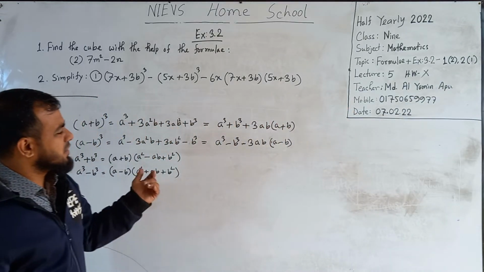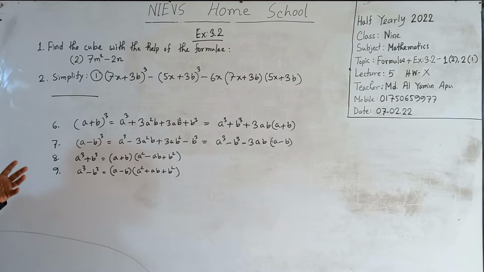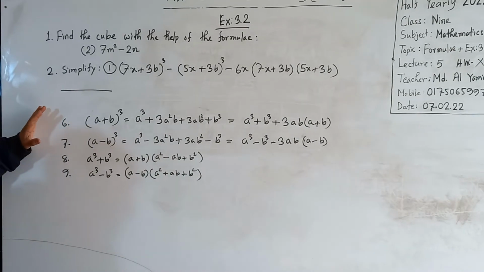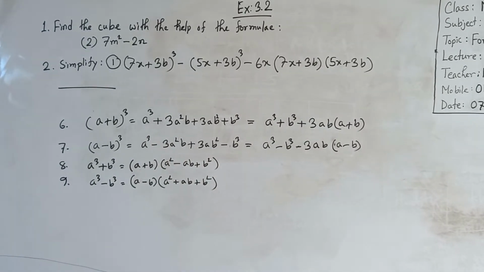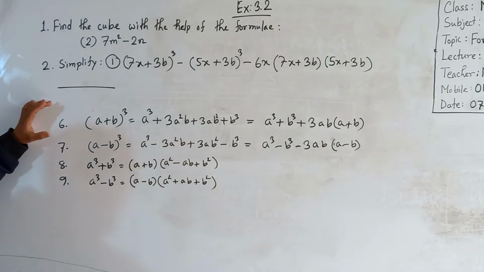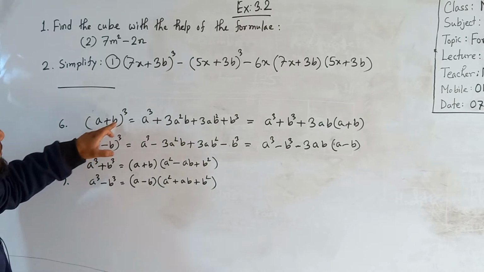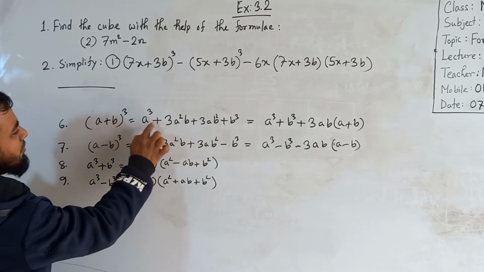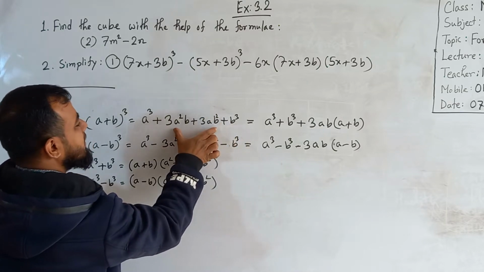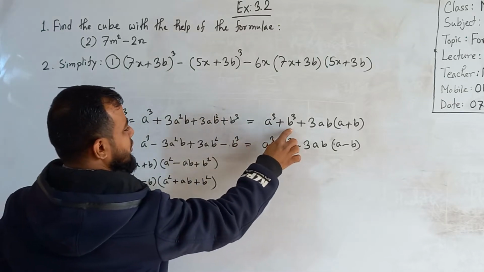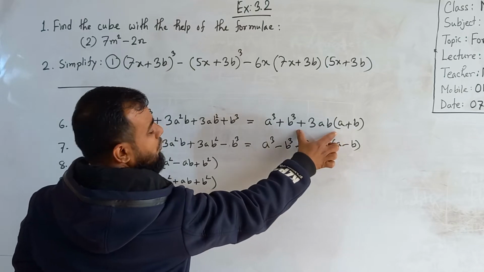First of all, let's discuss the formulas of exercise 3.2. That means the cube formulas we should discuss today. The first formula of the cube is formula number 6, because in the previous exercise we have learned formula number 1 to 5. The formula is (a+b) whole cube equals a cube plus 3a squared b plus 3ab squared plus b cube, and that is also equal to a cube plus b cube plus thrice ab into (a+b). How can we write this?